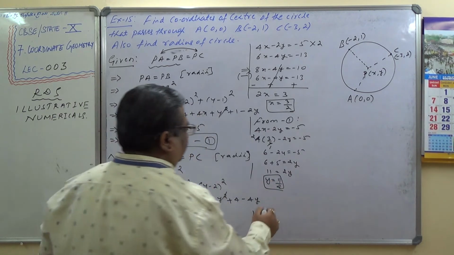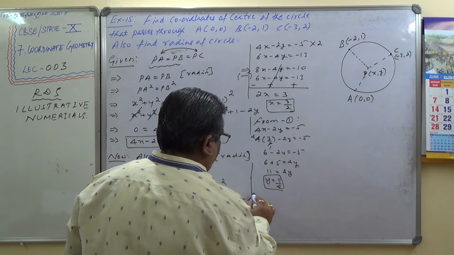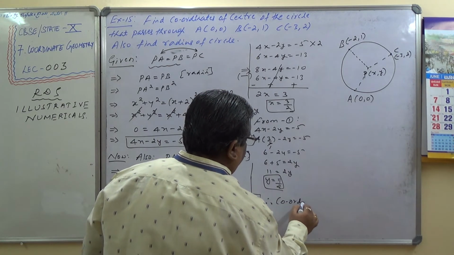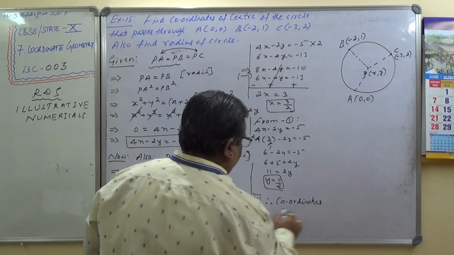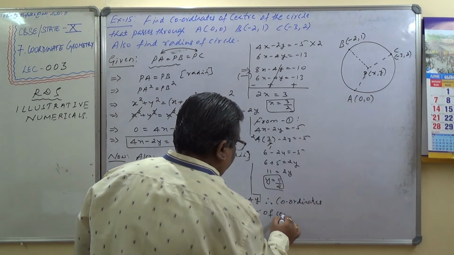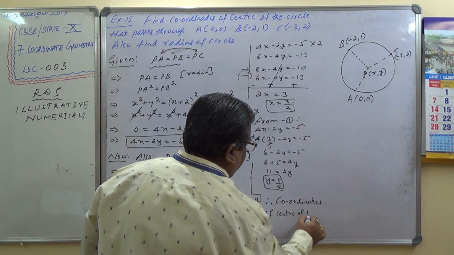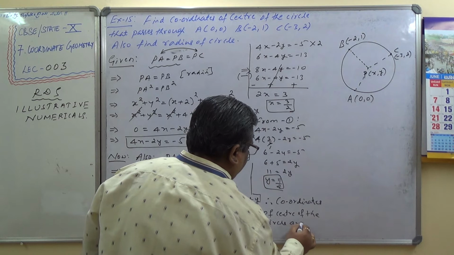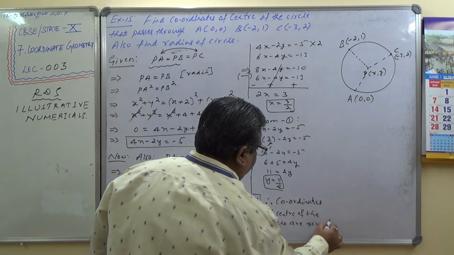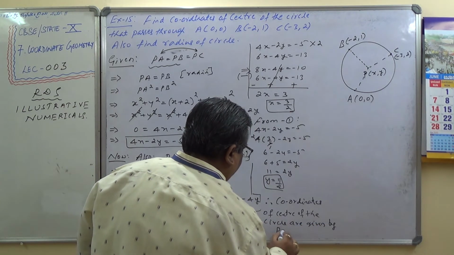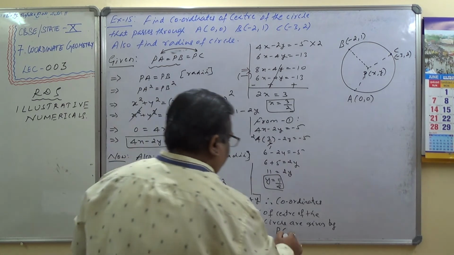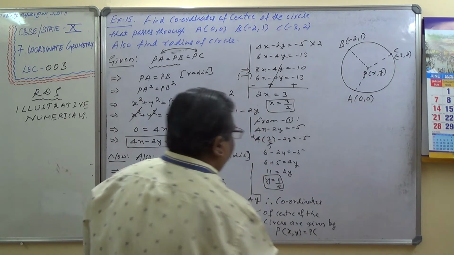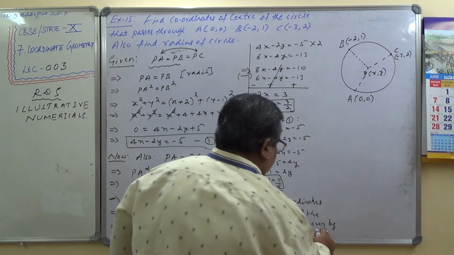So therefore coordinates of center of the circle are given by P comma x comma y equals P, 3 by 2, 11 by 2.